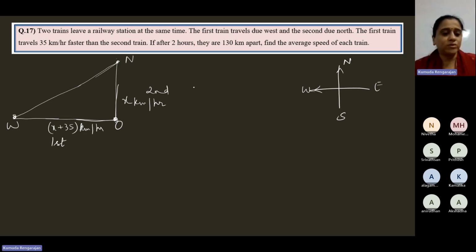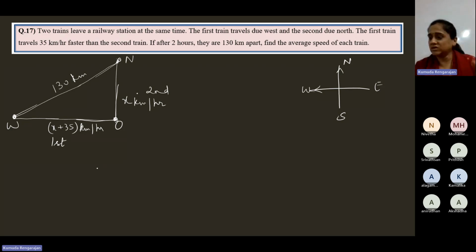So this is the position of the first train at the end of 2 hours. This is the position of the second train after 2 hours. And WN is the distance between the two trains after 2 hours, because distance is the straight line segment connecting the 2 points. They are 130 kilometers apart, which means WN is equal to 130 kilometers.